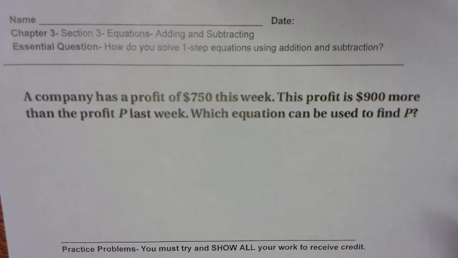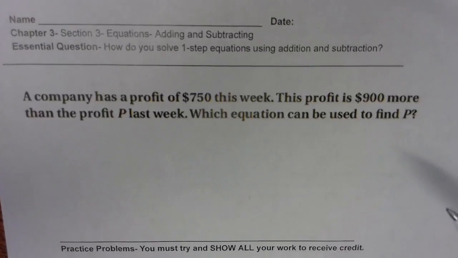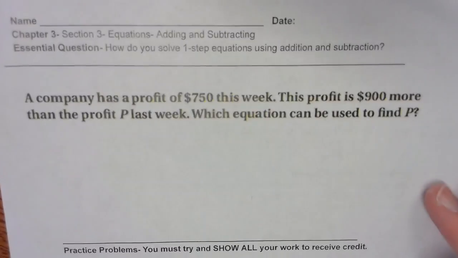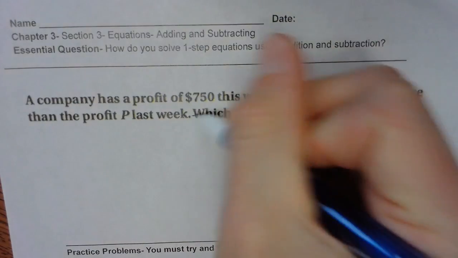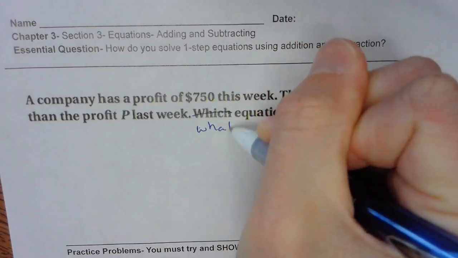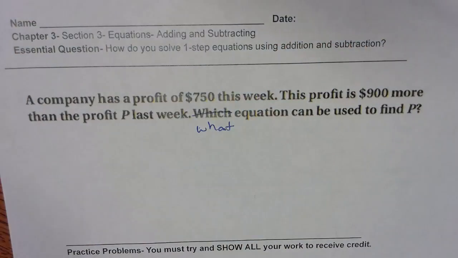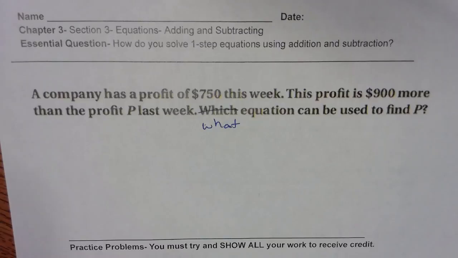Alright, we're only going to do one of these, so we're going to talk about more of these in class. So it says a company has a profit of $750 this week. The profit is $900 more than the profit last week. What equation? And I'm going to change that word to what because I took off the multiple choice. Okay, what equation can be used to find the variable p?